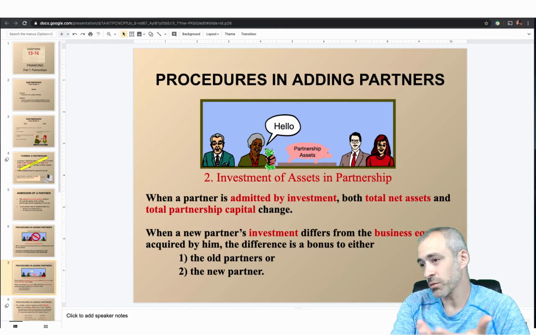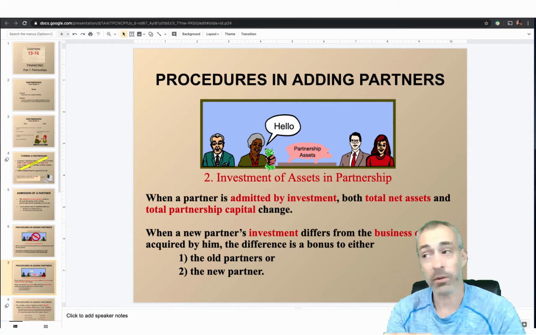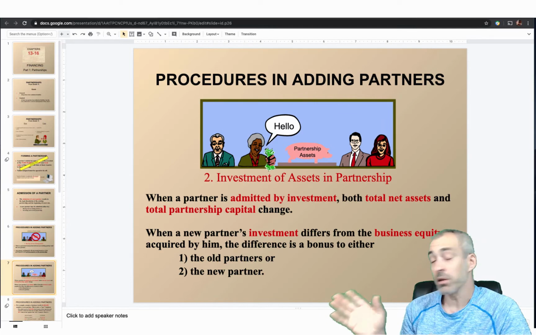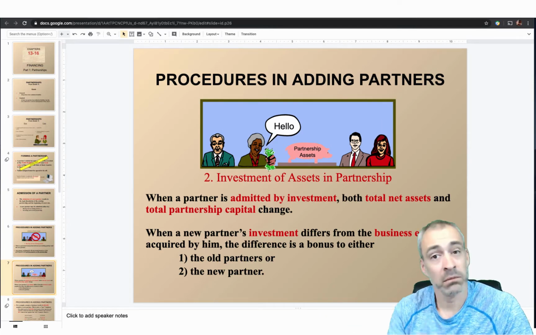So this is a little more detail, but whatever. So this is the one we're talking about. This one, where you buy an existing partner, piece of cake. This one requires some accounting dancing. So the way it looks is this.